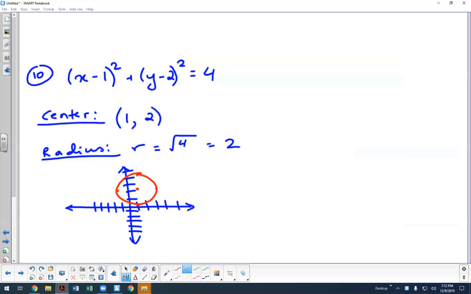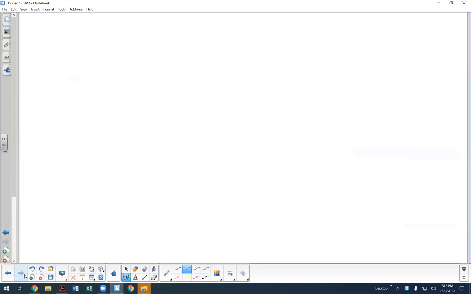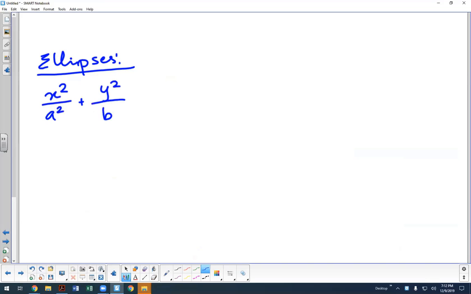Before we get into any examples, let me write a little comparison down. So for ellipses, if A squared is larger than B squared, you have a horizontal major axis, right? Because the larger denominator we're putting under x.